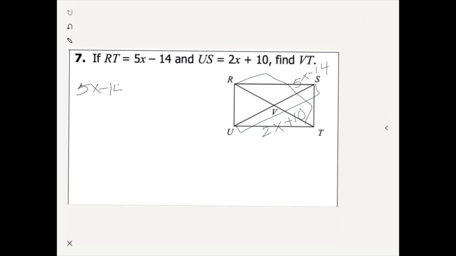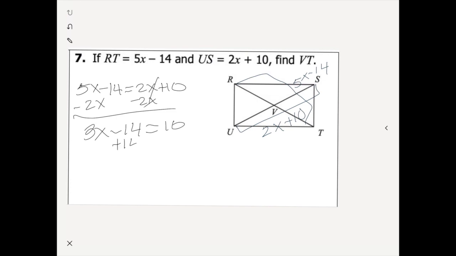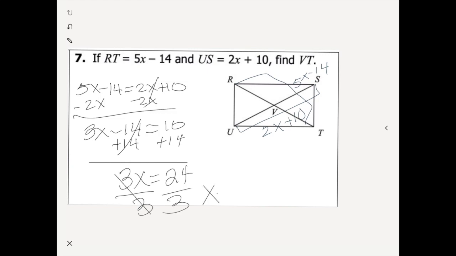5x minus 14 is equal to 2x plus 10. I'm going to subtract 2x from both sides because I don't want a negative. So I'm going to have 3x minus 14 is equal to 10. Now I can add 14 to both sides. And I have 3x is equal to 24. Divide by 3. And I get x is 8.